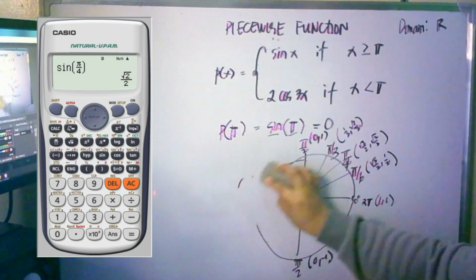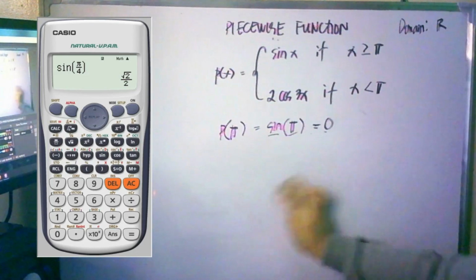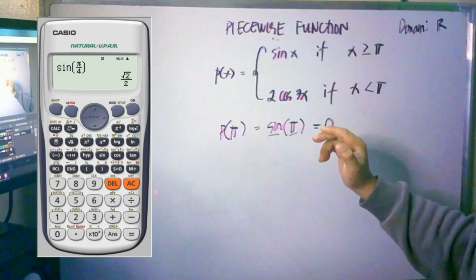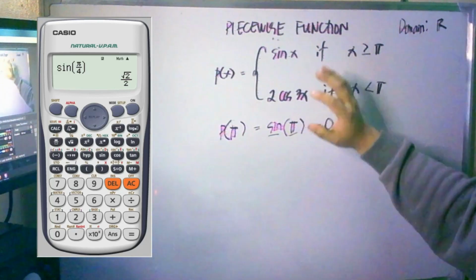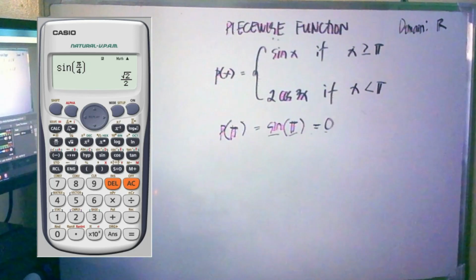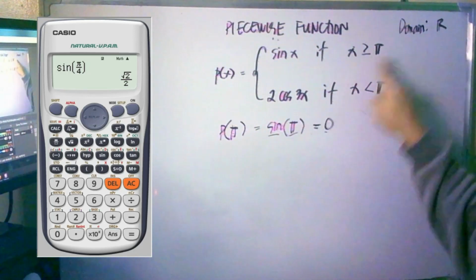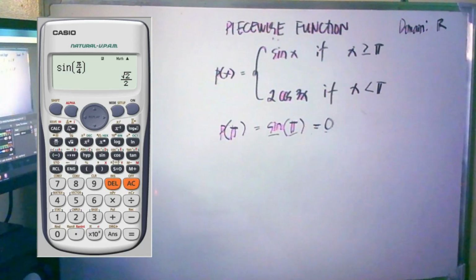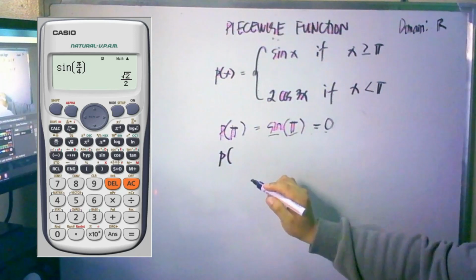Okay, going back to our topic. We are evaluating this piecewise function. It so happened that the pieces are trigonometric functions. We started evaluating p of pi. Pi is under the first piece, sine of pi is 0.